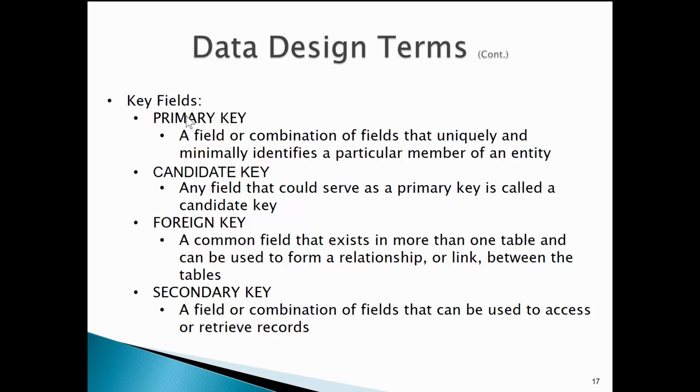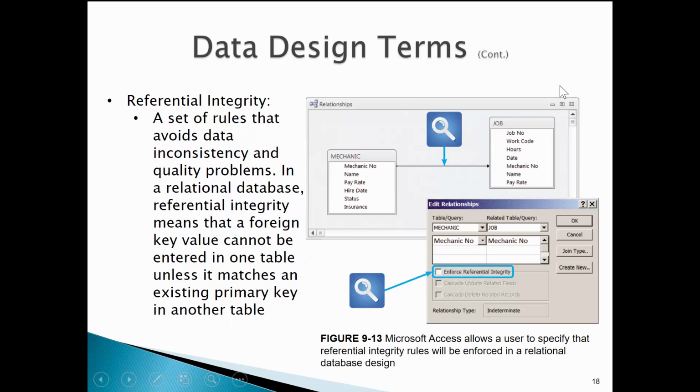So a foreign key is a common field that exists in more than one table and can be used to form a relationship or link between the tables. An example might be we have a customer number and then we have an order table, and we use that customer number in the order table to identify what customer data is associated with that order. A secondary key is a field or combination that can be used to access or retrieve data. Again, that might be a unique identifier that we put in there so that we know how to get data back out of our database.